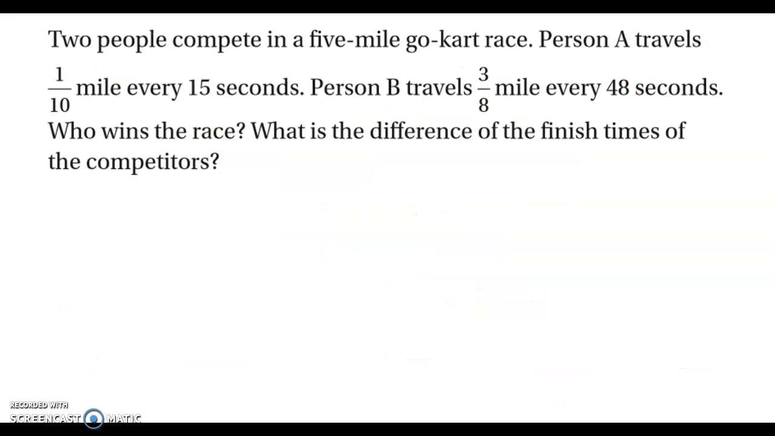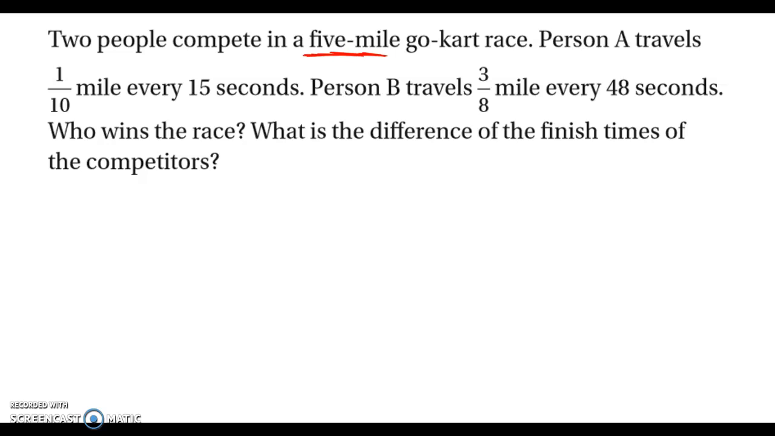different ones. All right, so this one says 2 people compete in a 5-mile go-kart race. So 5 miles is a key. Person A travels 1/10 of a mile for every 15 seconds. Person B travels 3/8 of a mile for every 48 seconds. Who wins the race? And what is the difference in the finish times?